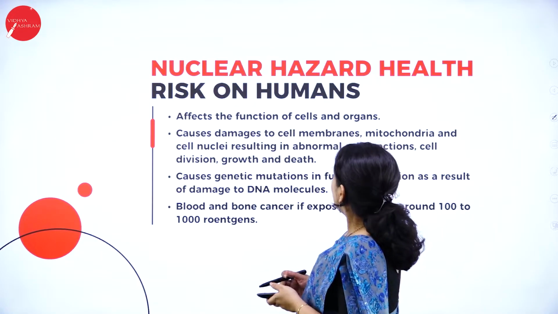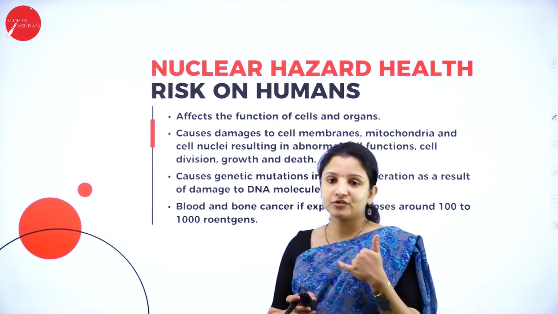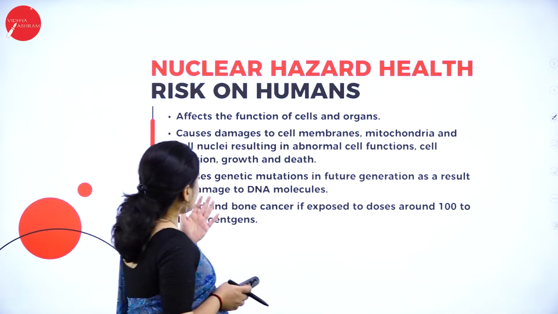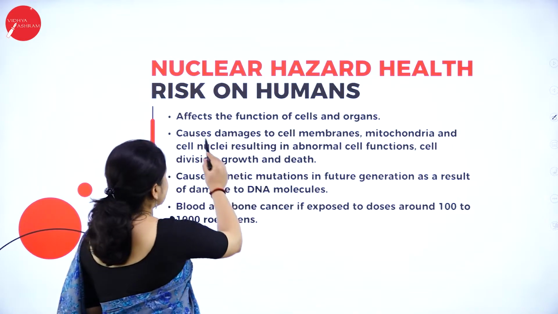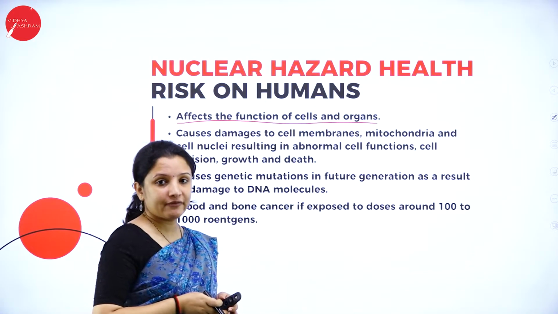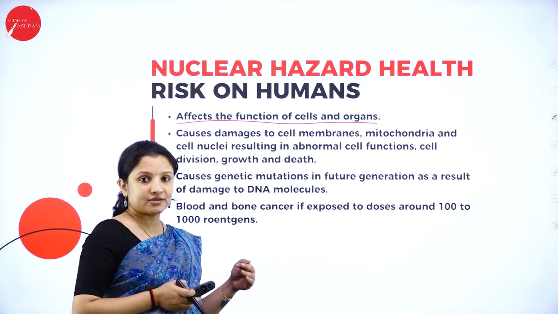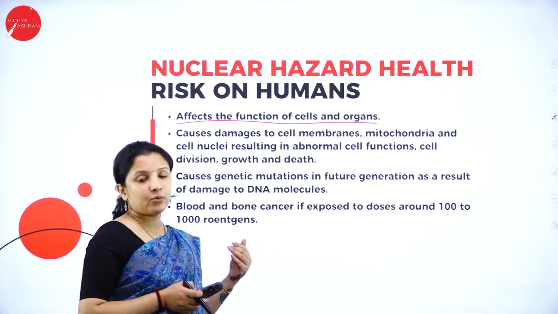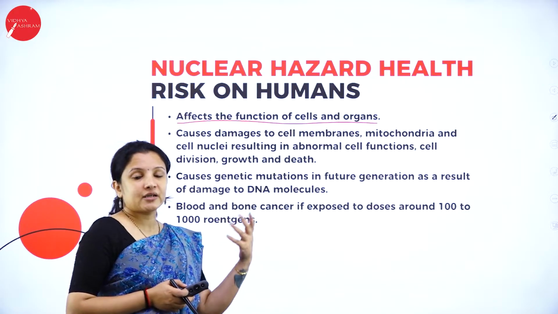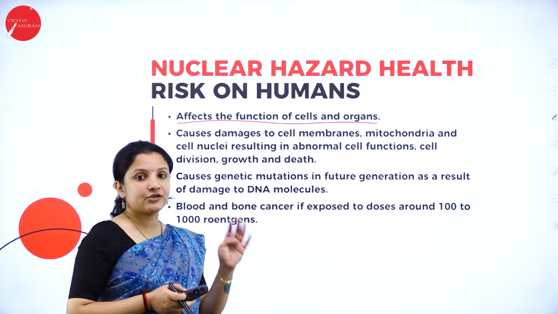So next, talking about the nuclear hazards and the different risks they pose to human health. It affects the functions of the cell and the organelles. Cells usually need to divide. There is a particular process called mitosis, wherein cell division occurs and one cell becomes two daughter cells. Two daughter cells can divide and become four daughter cells. That is exactly how they need to divide.